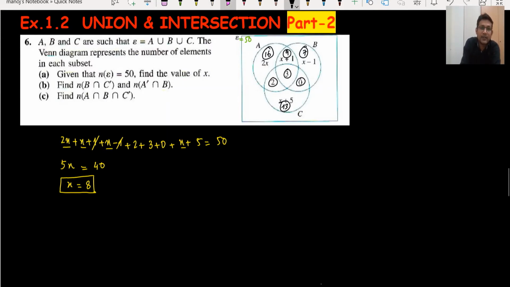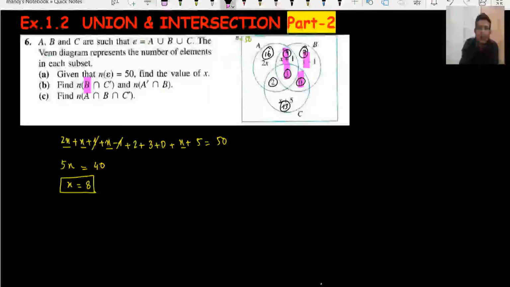Now, what is the next target? The next target is to find the shaded part here. This is a very simple method. First of all, I will start from B. Which areas are in B? This is B, this is B, this is B, and this is B.